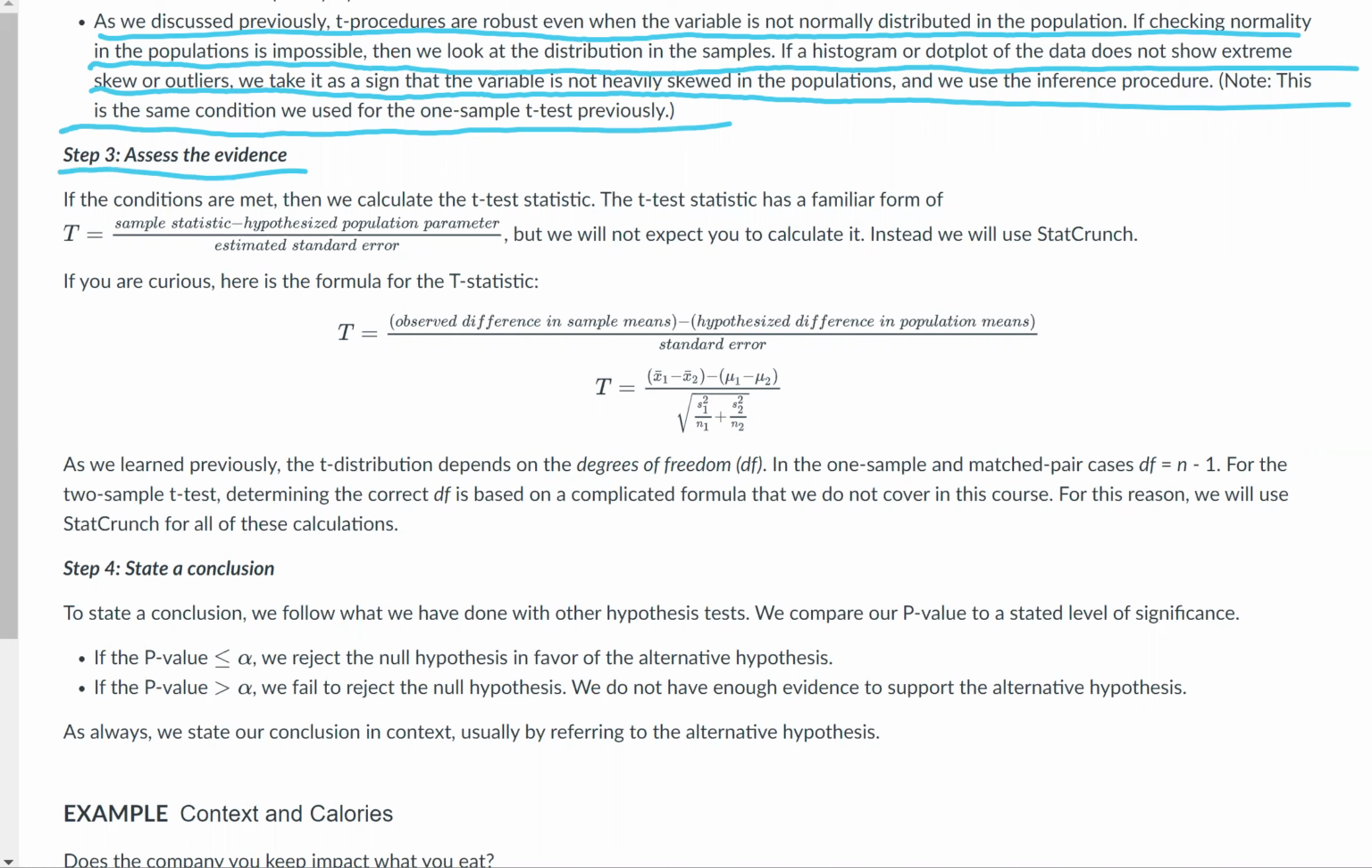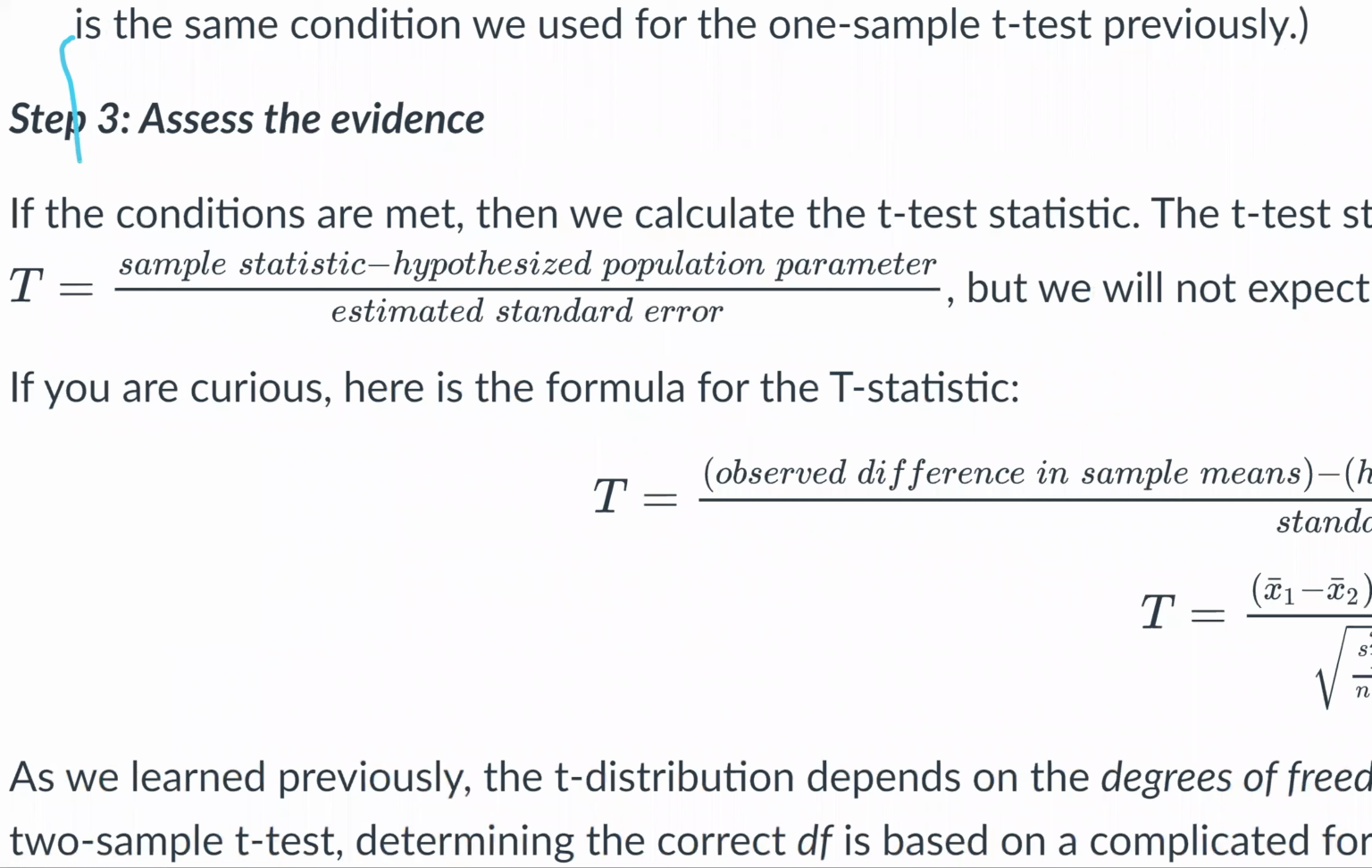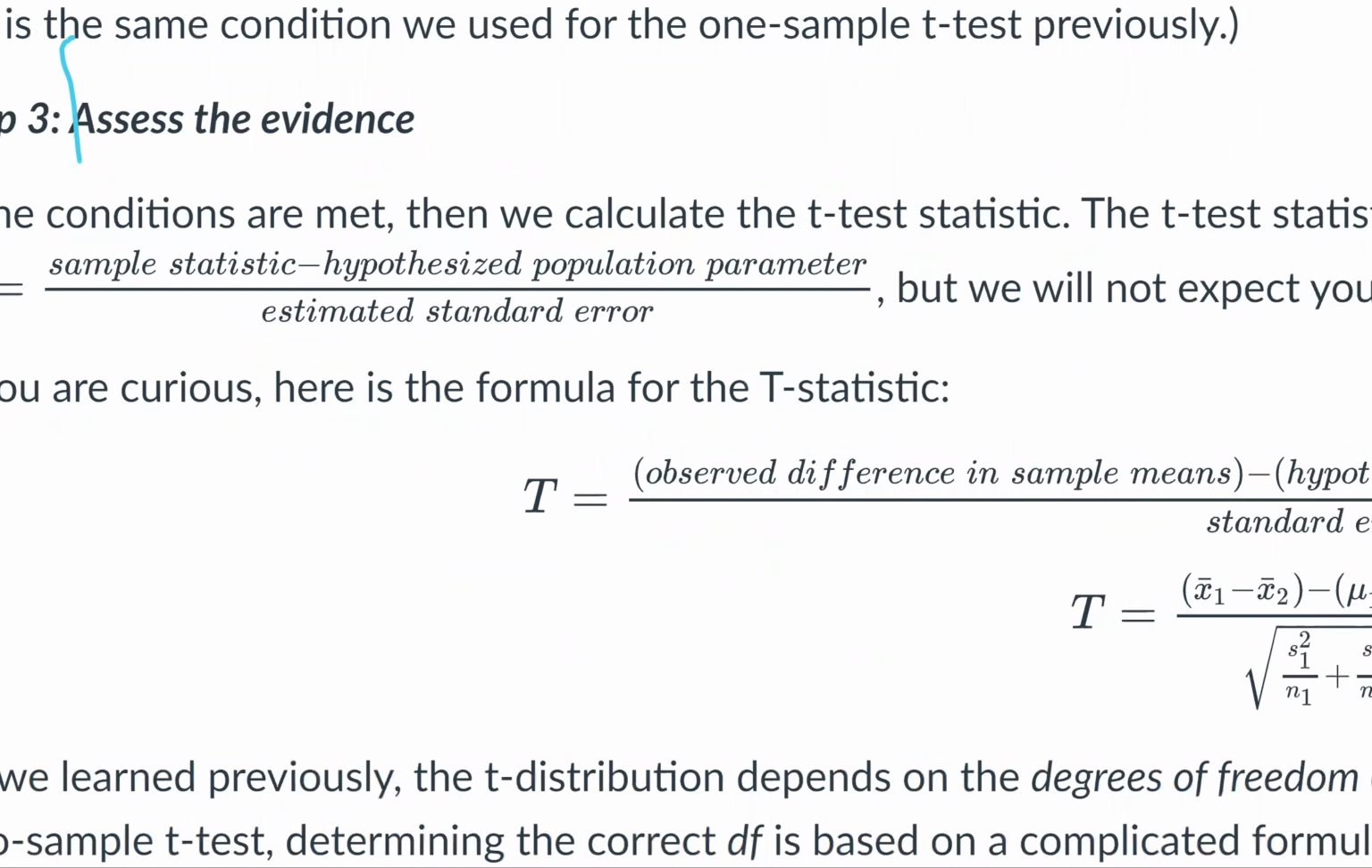The third step is to assess the evidence. If the conditions are met, then we can calculate the t-test statistic. The t-test statistic has a familiar form. T is equal to, let's zoom in so we can see it better, the sample statistic minus the hypothesized population parameter divided by the estimated standard error.